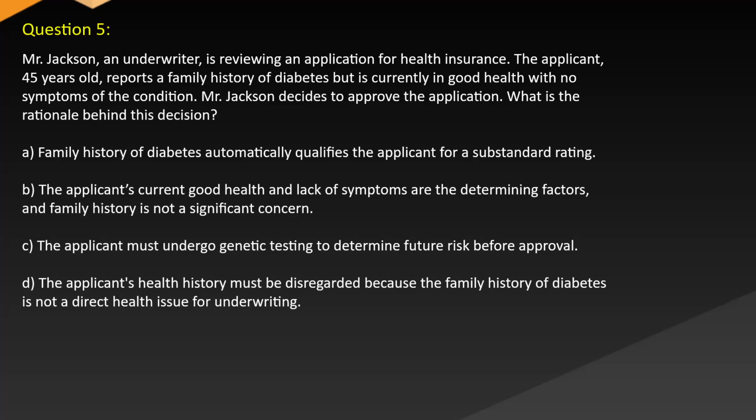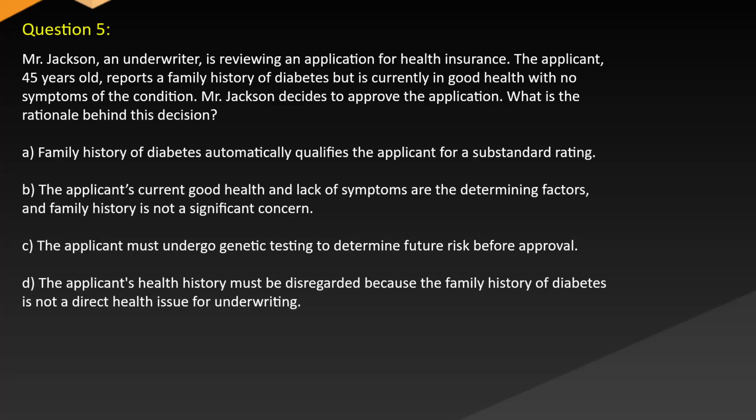Question 5. Mr. Jackson, an underwriter, is reviewing an application for health insurance. The applicant, 45 years old, reports a family history of diabetes but is currently in good health with no symptoms of the condition. Mr. Jackson decides to approve the application. What is the rationale behind this decision?